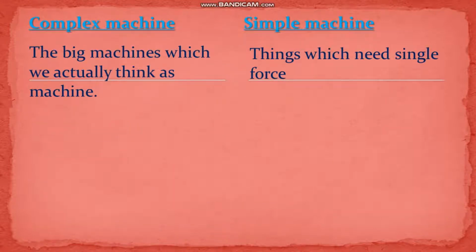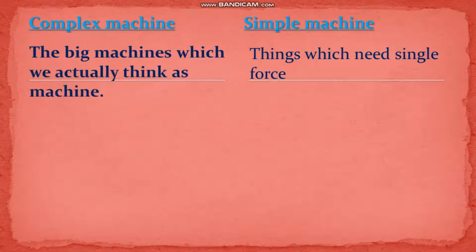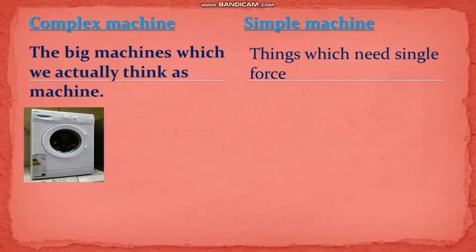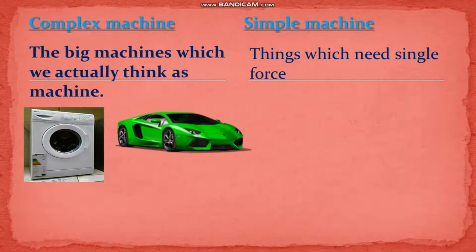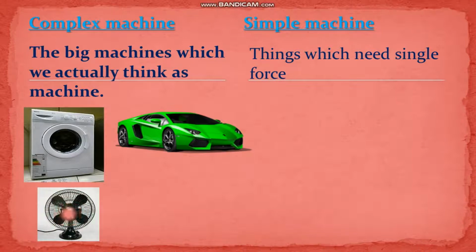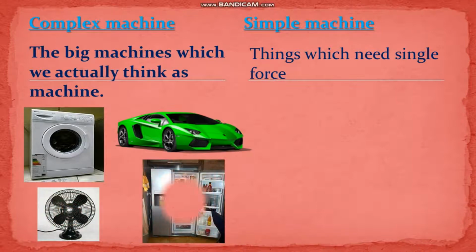Now, we will learn about two types of machines, that is complex machines and simple machines. Complex machines are the big machines which we actually think of as machines. For example, washing machines, cars, aeroplanes, refrigerators, fans. These all are complex machines.